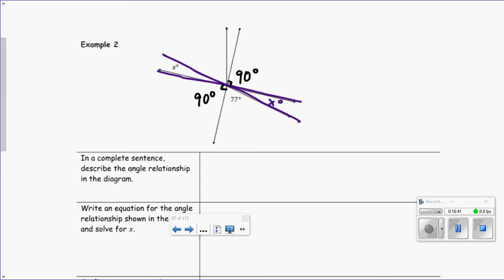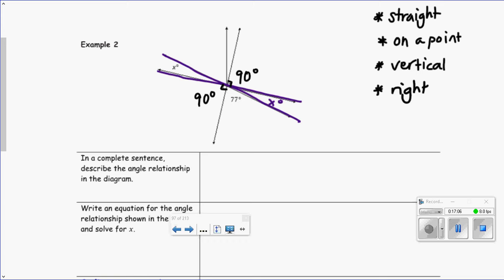This is where a lot of kids get stuck and they think, okay, well now what? Now what do I do? There's a couple things. First of all, you want to run through the things. You want to think, okay, is there a straight line? Is there an angle on a point? Which these are on a point, but there's too much missing right now to be able to do that. We want to do vertical angles, and we want to look at right angles. So we're trying to see what else we can figure out.